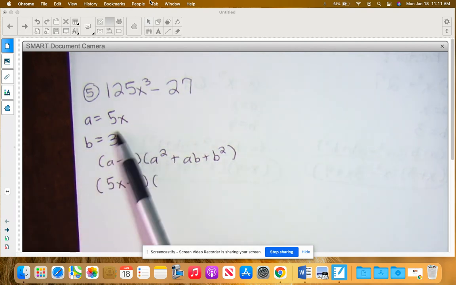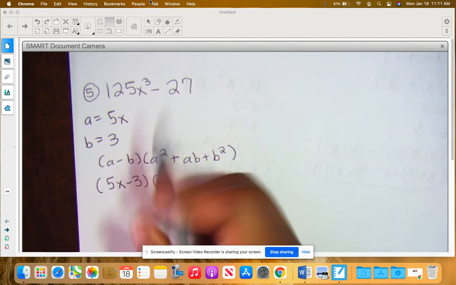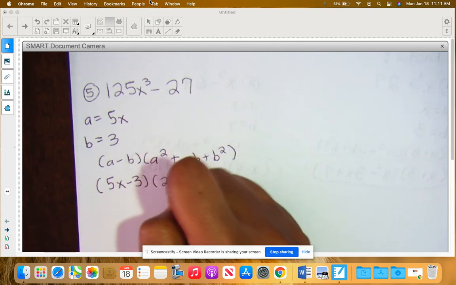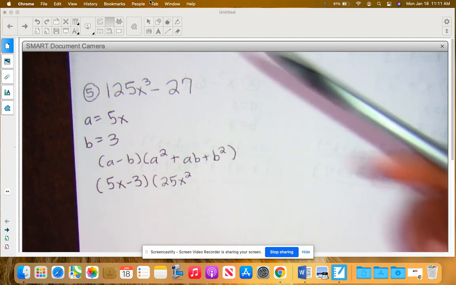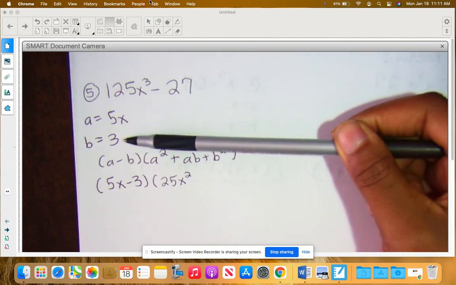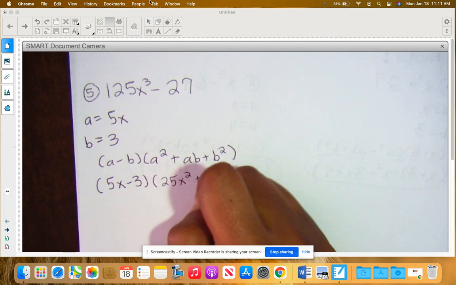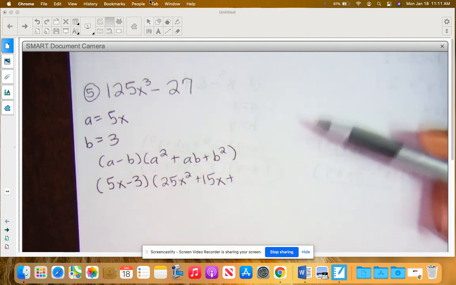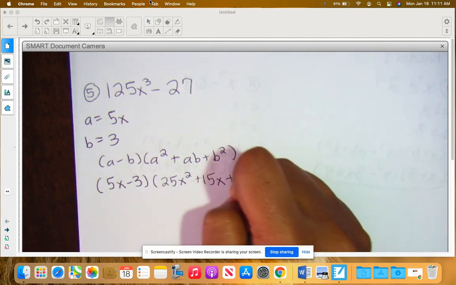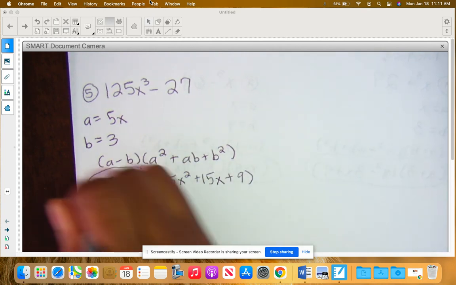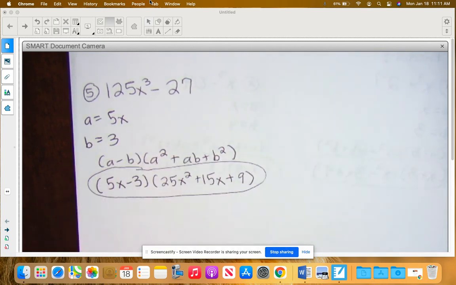A squared, 5x times 5x. 5 times 5 is 25, and x times x is x squared. Now we multiply A times B. A is 5x, B is 3. Multiply it. B squared, B is 3. 3 times 3 is 9. So hopefully you find that these are not too bad. You're going through and you're finding the cube root of each term and then substituting those into your formulas.